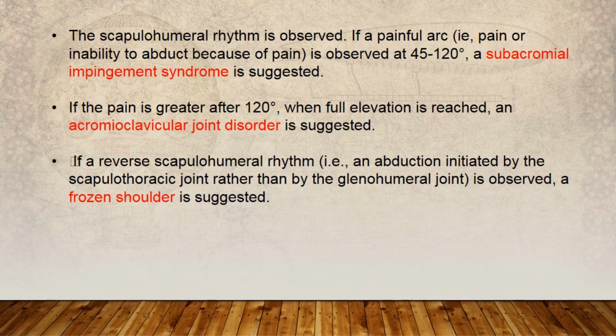If a reverse scapulohumeral rhythm, that is an abduction initiated by the scapulothoracic joint rather than by the glenohumeral joint, is observed, a frozen shoulder is suggested.